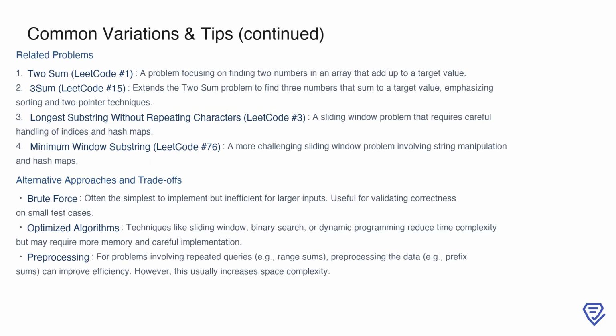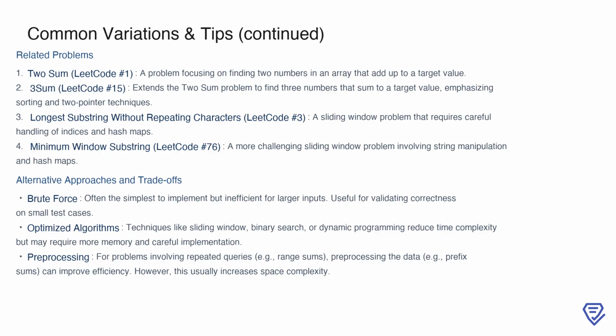To further develop your problem-solving skills, it's helpful to explore related problems. For instance, the two-sum problem, LeetCode number 1, focuses on finding two numbers in an array that add up to a target value. The three-sum problem, LeetCode number 15, builds on this idea by finding three numbers that meet the target, emphasizing sorting and two-pointer techniques.